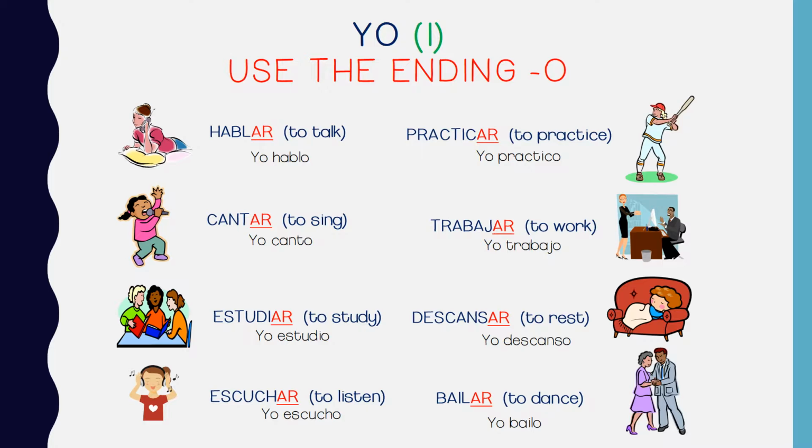For example, if I am talking about yo, which means I, and the sentence is about myself, then I'm going to take off the AR ending and I'm going to replace it for an O. For example, for the verb hablar, it would turn into hablo. Yo hablo, which means I talk. These are the steps I would do in order to conjugate in the yo form. I use the O ending.